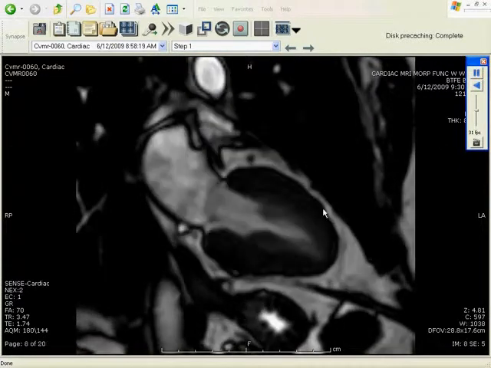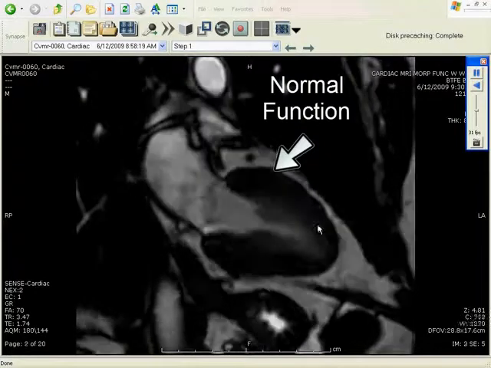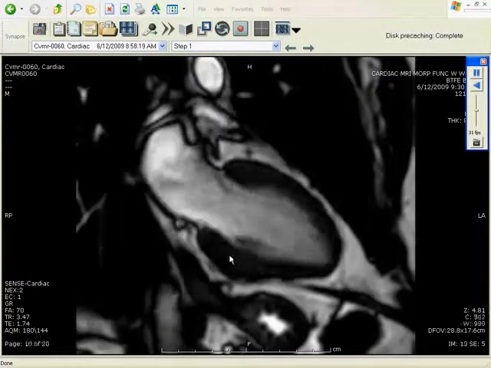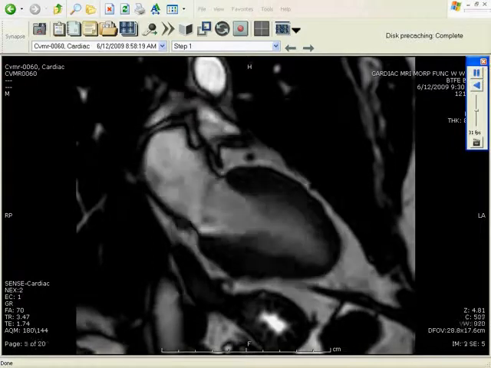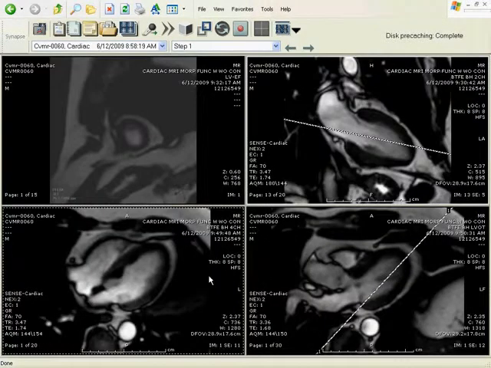In the two-chamber view, we see normal regional and global function of the anterior and the inferior wall. So the two-chamber view is normal, no evidence of mitral valve regurgitation.